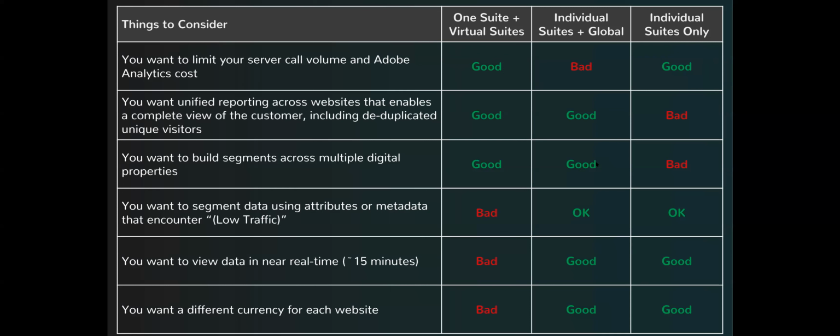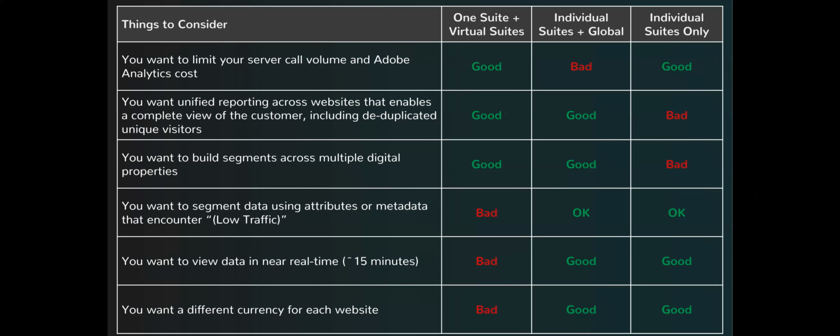If you want to see that unified view of all your reporting that includes all those benefits I just talked about in terms of pathing, deduplicated visitors and segments and all that, then you either need to have one report suite that has everything and just do virtual report suites, or you need to have a global master suite that has everything. And if you do the individual report suites, you're out of luck. You're not going to be able to do that. If you want to build segments across all of your digital properties, again, your option is to use the first option or the second option, and you're not going to be able to do it in the individual suite option.